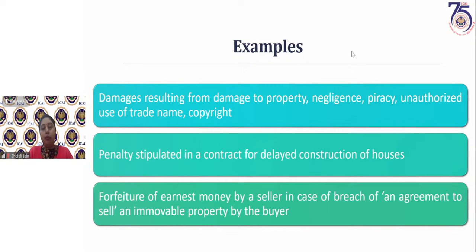Suppose an agreement to sale has been entered into and some token money was given in the beginning, but that sale did not fructify. So afterwards, the seller has forfeited the token money given by the buyer. That forfeited earnest money will not be a consideration for the supply of agreeing to tolerate an act. That will not be considered as a supply. It is only a liquidated damage. It is only a compensation for the breach of the agreement to sell. So I hope this is clear, liquidated damage.